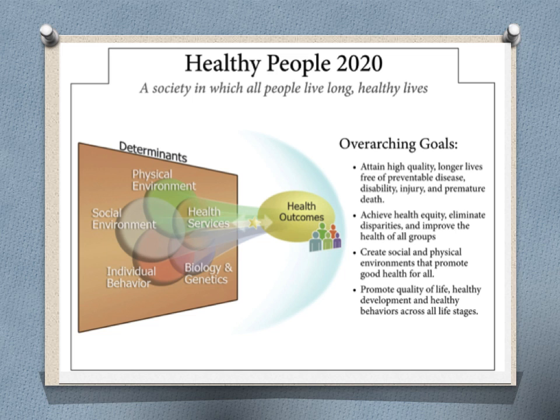The other thing to look at here are the overarching goals. These are pretty broad goals and they're pretty high goals, but that's what we're reaching for. Attaining high quality, longer lives, free of preventable disease, injury, and premature death. Achieving health equity, eliminating disparities, and improving the health of all groups. Create social and physical environments that promote good health for all. And promote quality of life, healthy development, and healthy behaviors across all life stages.